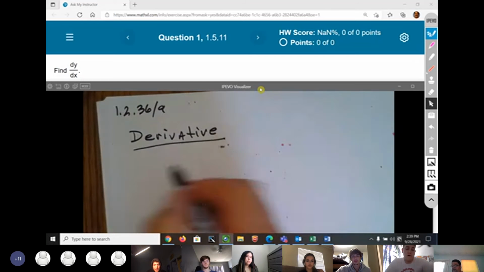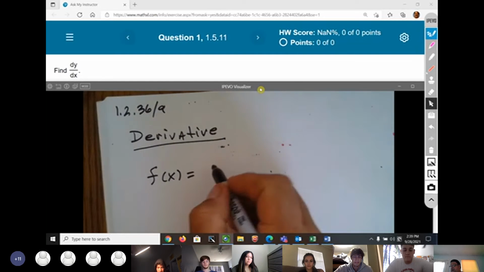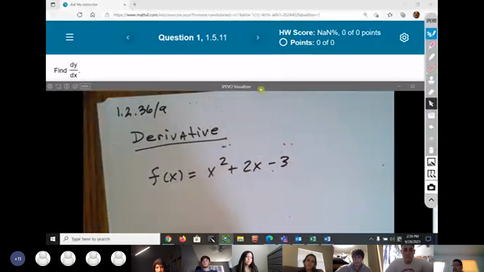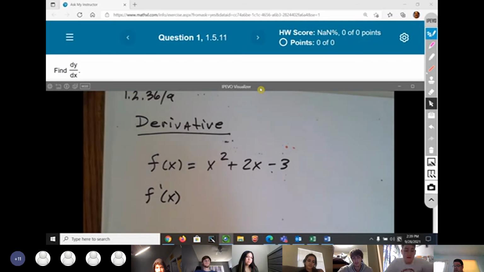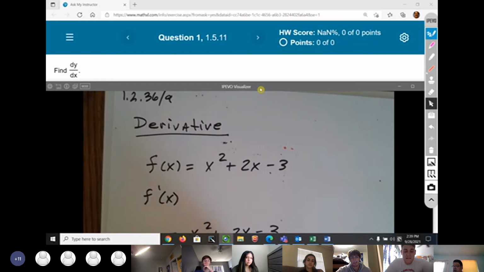If you're given f of x is equal to x squared plus 2x minus 3, the derivative will be called f prime of x. All right, that's one way you can write derivative. Another way, if you're given y is equal to x squared plus 2x minus 3, you can say y prime, or you can say dy dx.